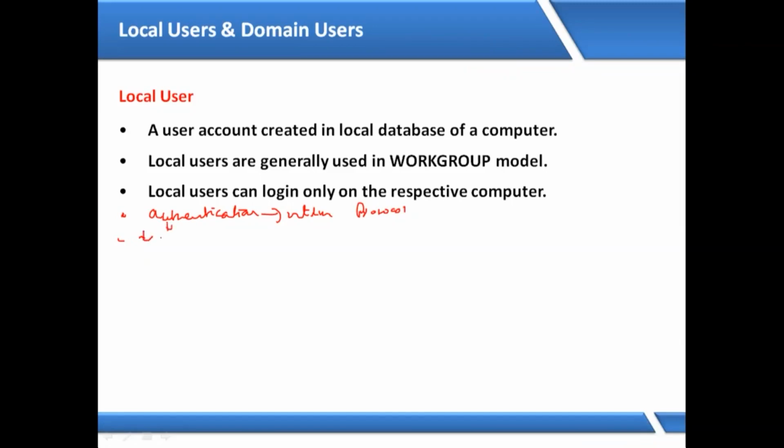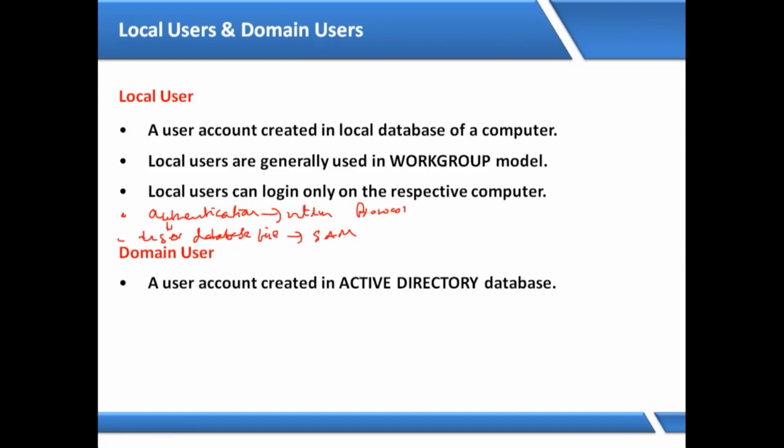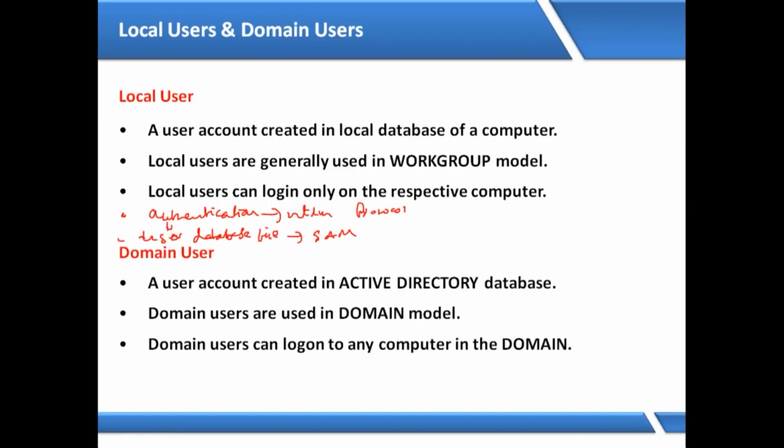This authentication checks the information of the user in the user database file. So what is the user database file we have for the workgroup model? SAM. We discussed this. Now come to the domain model, domain user. A domain user is created from the domain controller, DC. A domain user can log in from any computer which is joined into the domain. We have to join all the computers into the domain. How to join, we'll see today. So a local user can log in from the machine where it is created. Domain users can log in from any computer.